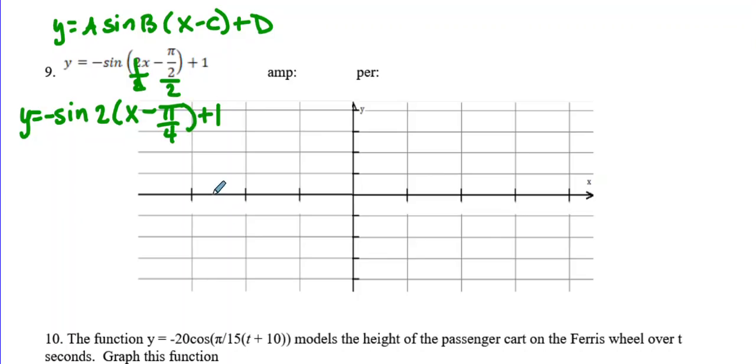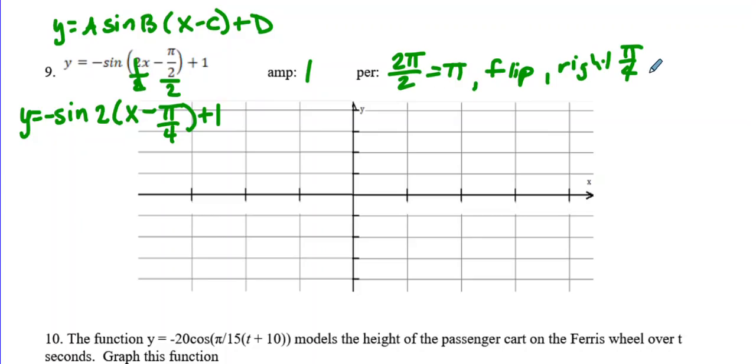plus 1. If you're not sure if you did it right, distribute that 2 back to see if you got the original. 2 times x is 2x, 2 times pi over 4 is pi over 2, so I know I did it right. Alright, so now, my amplitude did not change even though there's a flip. So my amplitude is 1, my period is 2 pi over 2, which is pi. I do know that there is a flip or a reflection. I'm going to go right pi over 4, and I'm going to go up 1.